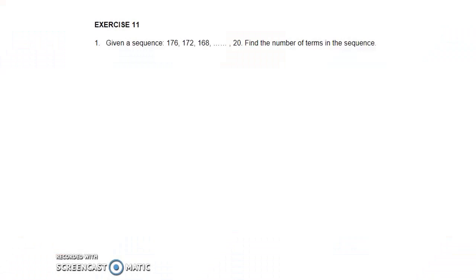Okay, in this video, we're going to discuss some questions regarding arithmetic and geometric sequences. Now let's start with this example. Given a sequence 176, 172, 168, until the last term is 20. Find the number of terms in the sequence.